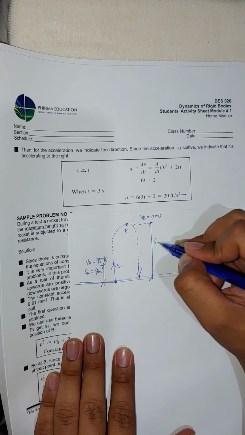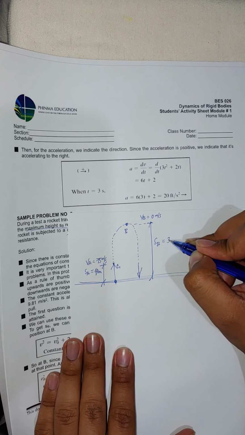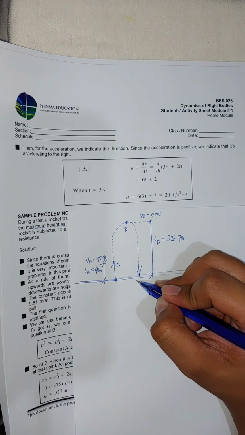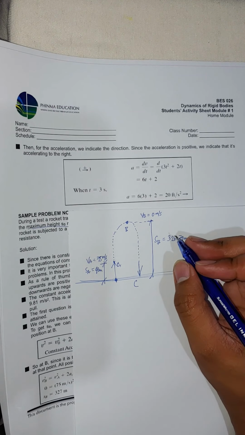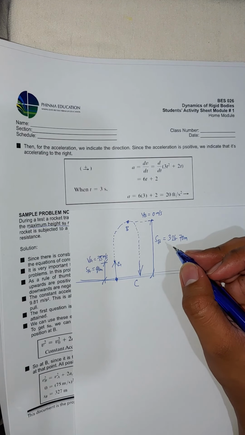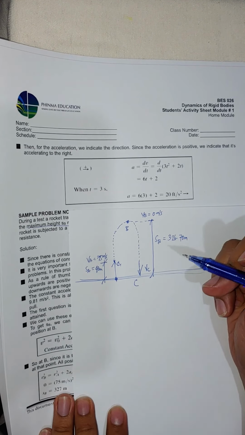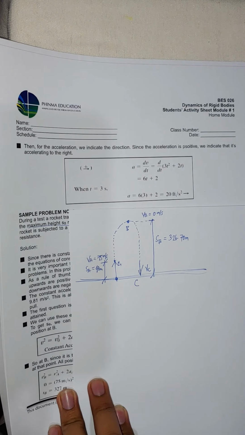And then this is our SB, which is equal to 326.70 meters. And this will be our point C, just before it hits the ground. So at point C, we were asked what is the final velocity, or let's say the velocity just before it hits the ground.